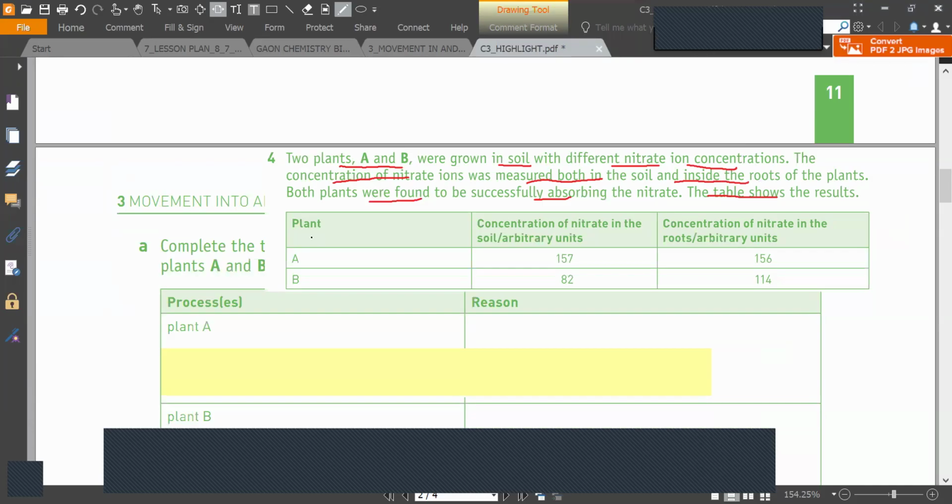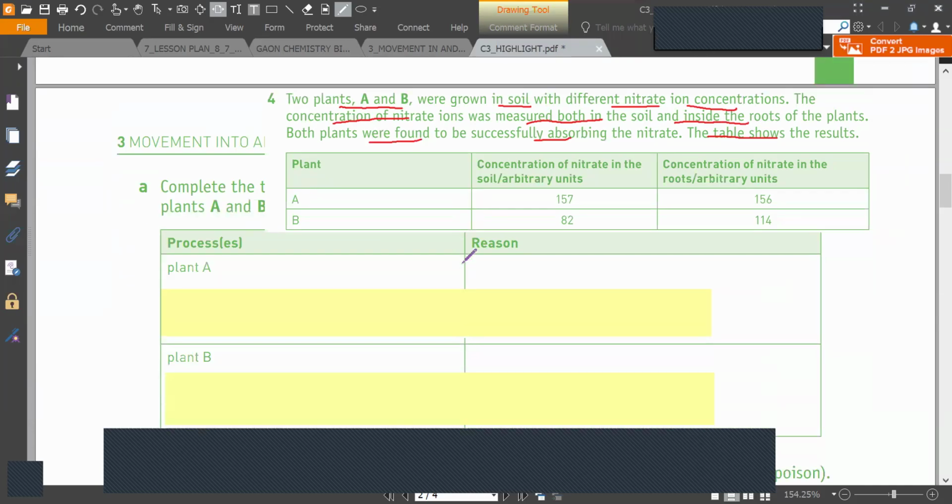Concentration of nitrate ions in the soil. Let us just take a look. So this one is the root hair cell.